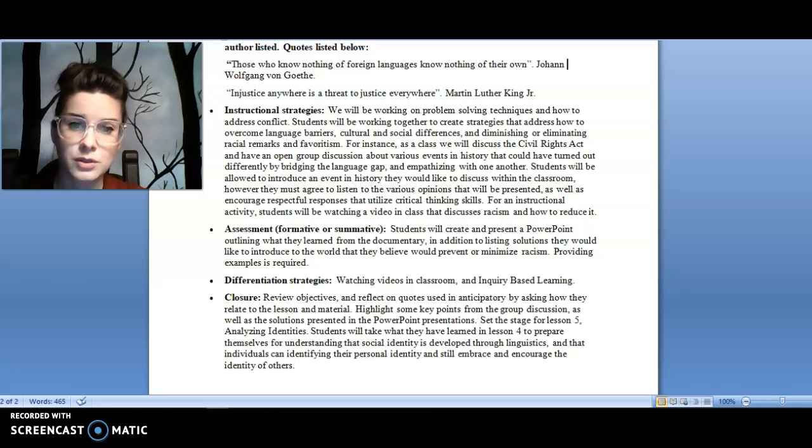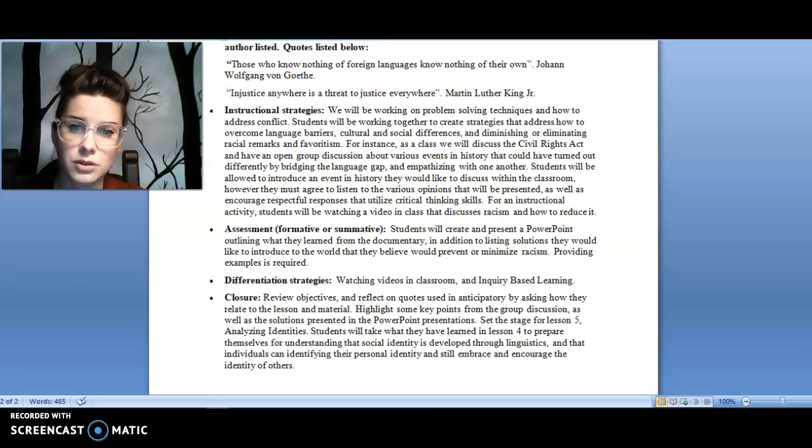For the assessment, students will create and present a PowerPoint outlining what they've learned from the documentary that they are going to watch together in class, in addition to listing the solutions they would like to introduce to the world that they believe would prevent or minimize racism. They, of course, would need to provide examples on how they think that they could administer these ideas.